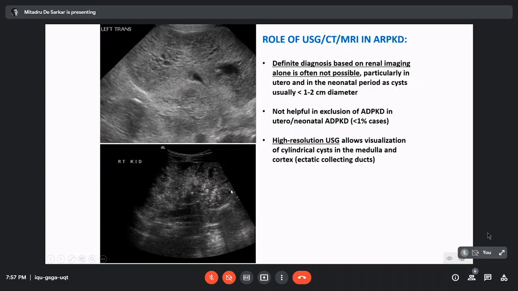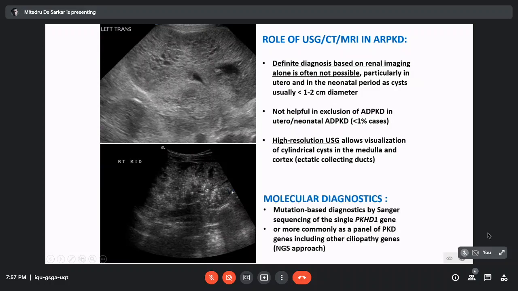However, you see that because of the slight reduction in sensitivity of these imaging procedures, there is a definite role for molecular diagnostics. So you could do a mutation based diagnosis by Sanger sequencing of the single gene, that is the PKHD1 gene. So a small tidbit about this particular gene: this is one of the biggest gene sequences that is known in the human body.